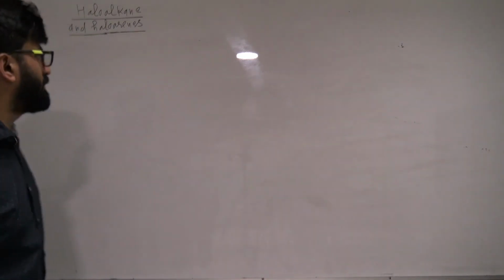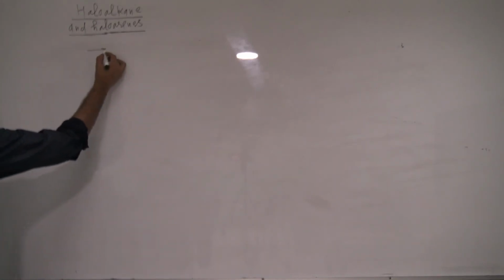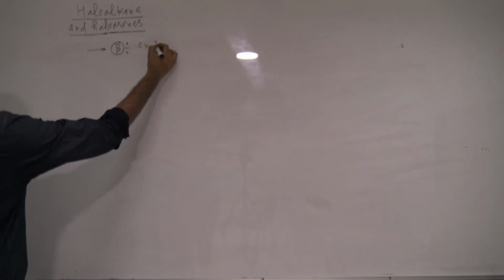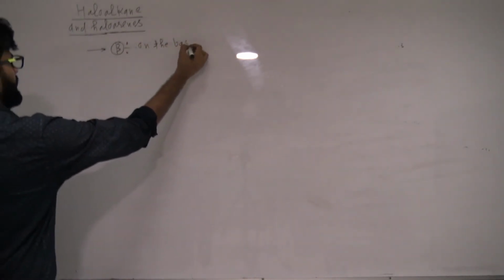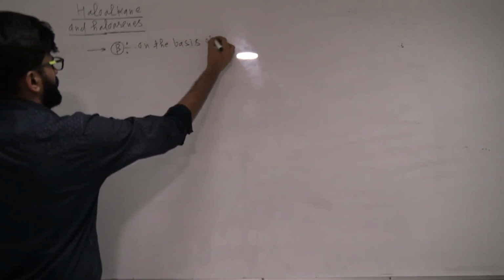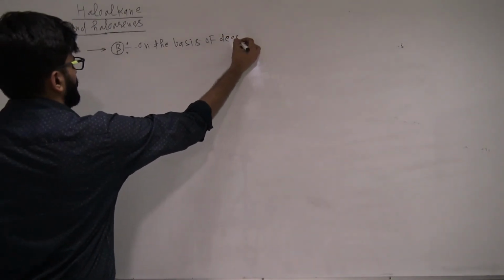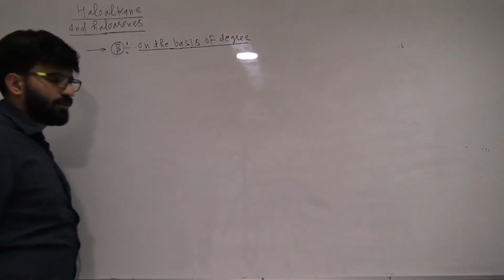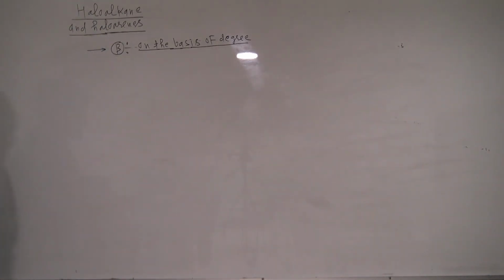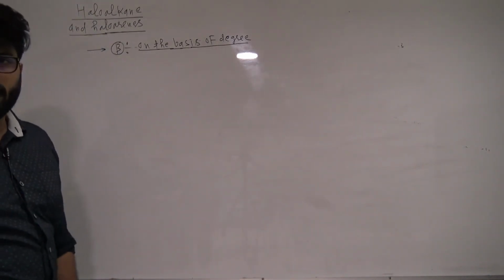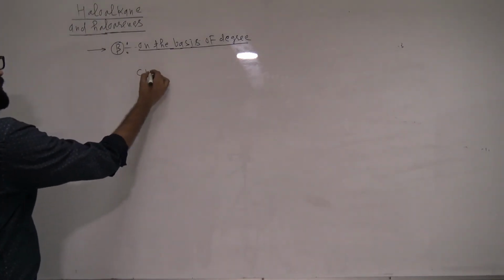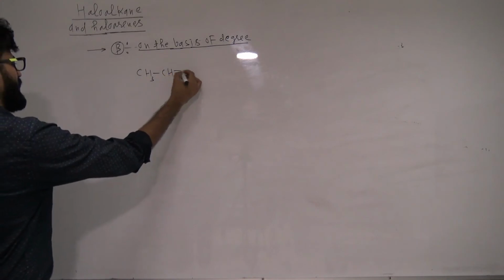Now there is another way by which we can differentiate halides, that is on the basis of degree. This is quite an easy topic, and I hope maximum students already know it. Even if you don't, don't feel bad, it is very, very easy, but we have to use it throughout this particular chapter. So what is the basis of degree? I will directly start with an example.